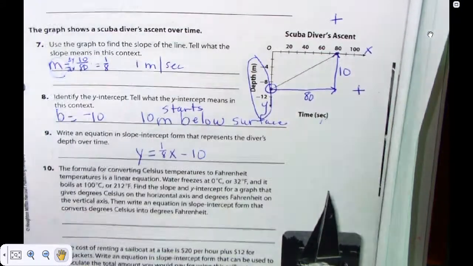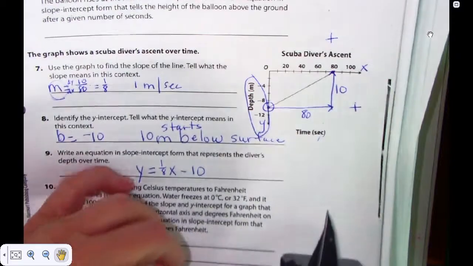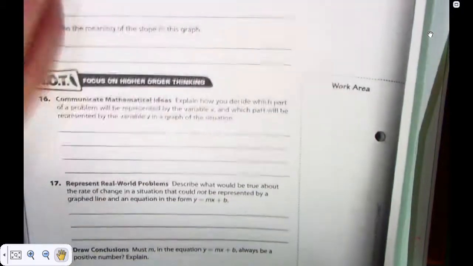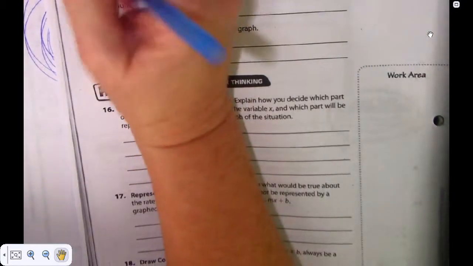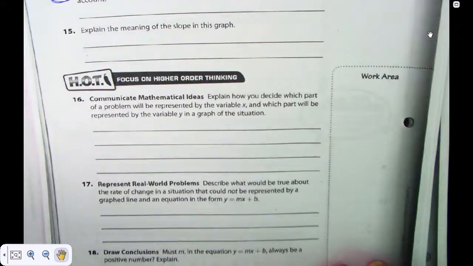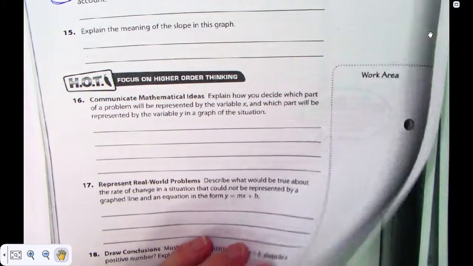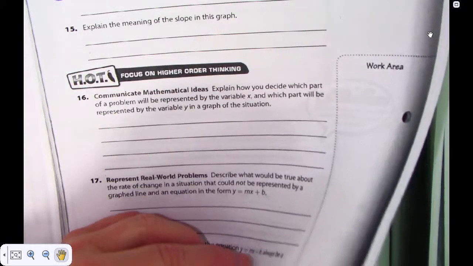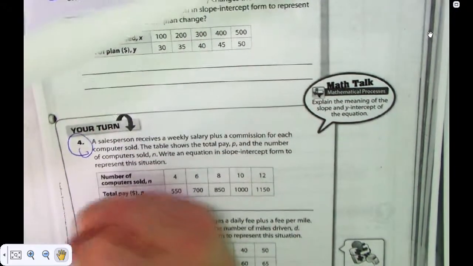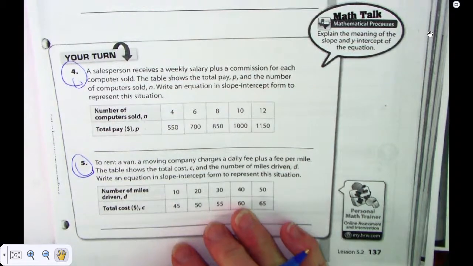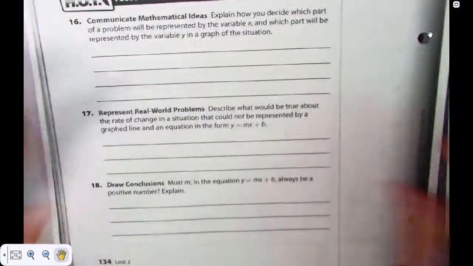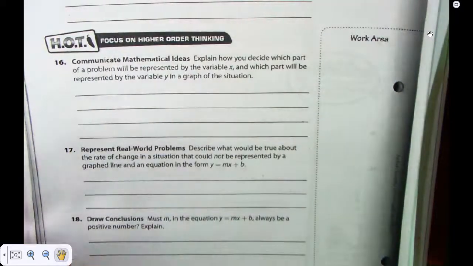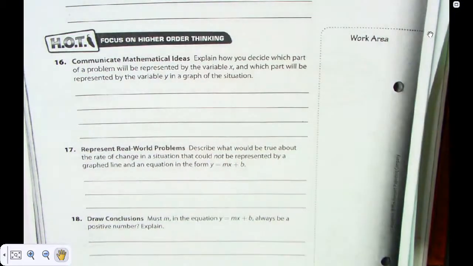Okay, turn to page 134. Circle 12, 13, 14. You're going to do those 3. Then turn to 137, all the way to 137, and circle 4 and 5. So you're going to do 5 problems. Go. No, don't tear them out.